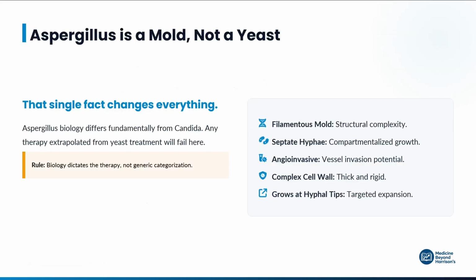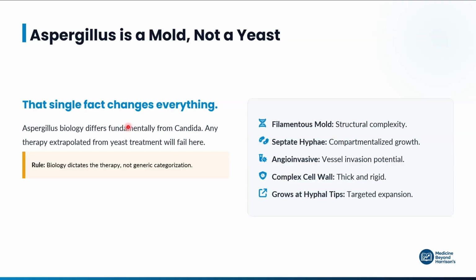Let's get started. Aspergillus is basically a mold and not a yeast. Unlike Candida, which is a yeast, this is a mold, so it fundamentally differs from Candida. Any therapy extrapolated from yeast treatment will completely fail. So biology is what dictates the therapy and not the genetic categorization.